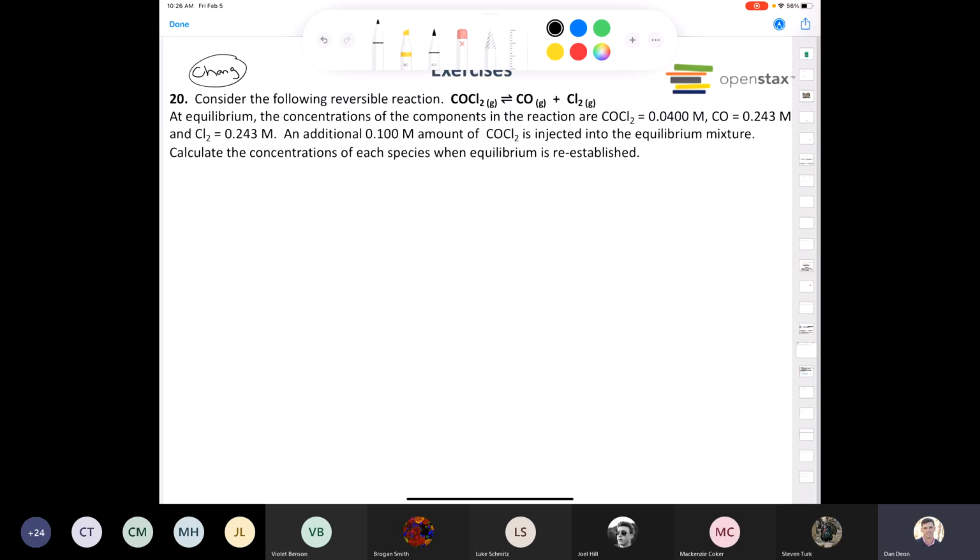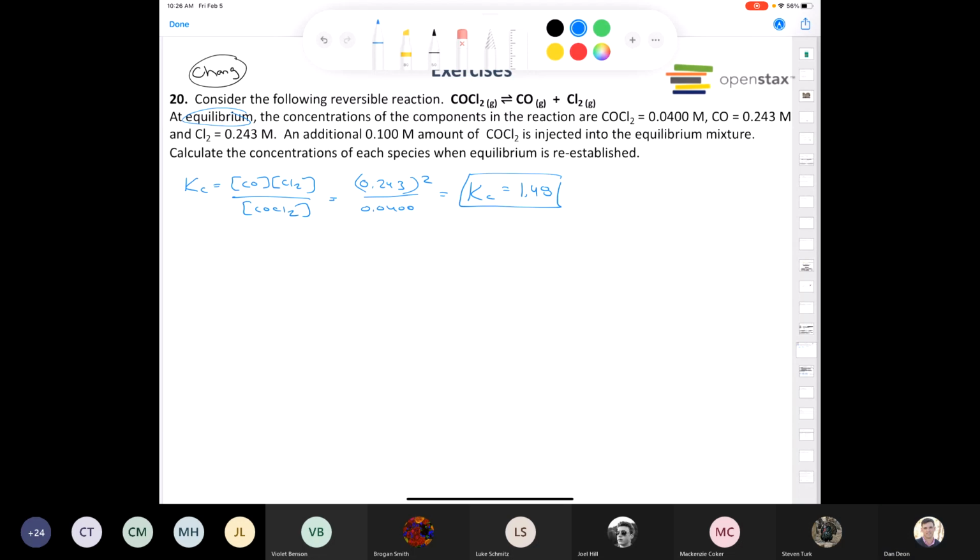The first thing we're going to do is calculate Kc, right? Because we know that Kc is equal to the concentration of carbon monoxide times the concentration of chlorine divided by the concentration of phosgene. And we have all those concentrations at equilibrium, right? It tells you right here, it's at equilibrium. So let's plug those numbers in. We've got 0.243. I'm going to square that because both of these are 0.243, right? So I just put to the power of 2 divided by 0.0400. And you punch all that in and you get your Kc is equal to 1.48. Okay, good. We have our equilibrium constant.